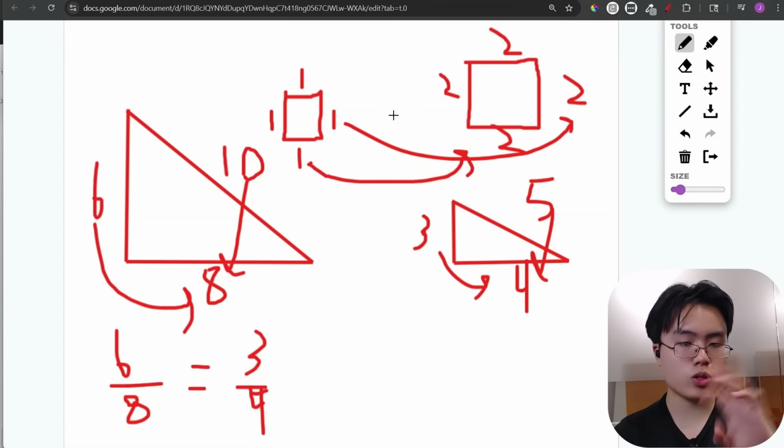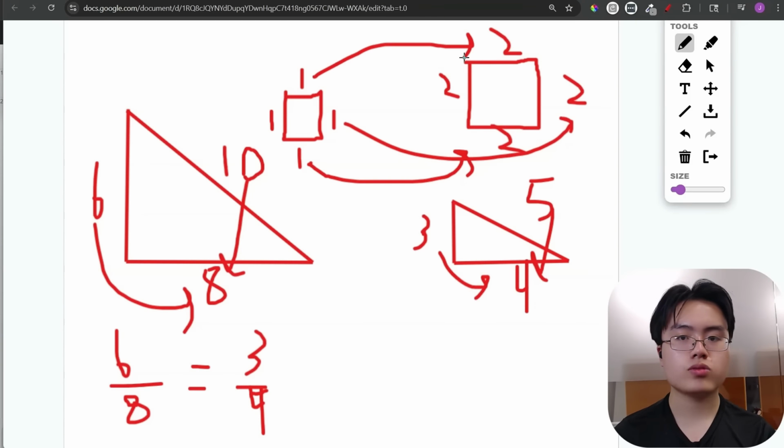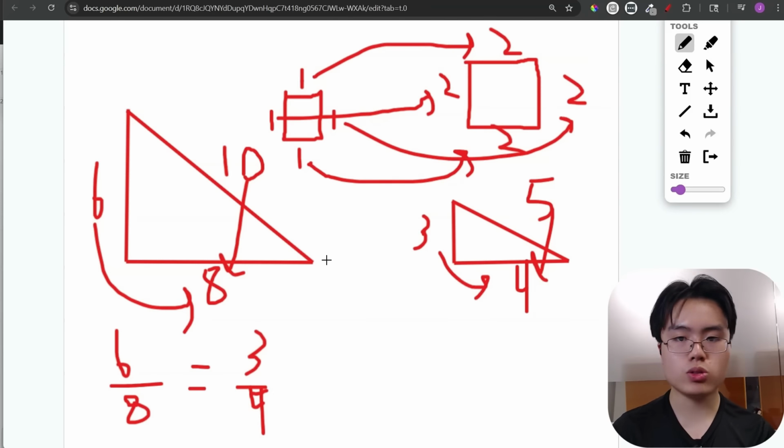It's called the scale factor: how big the other shape is compared to the first one, the number you need to multiply the small shape by to get to the bigger shape. There's a consistent scale factor between all the sides. And by the way, it could be 3D as well. It could be cubes, a rectangular prism, or pyramids. It doesn't just have to be 2D.